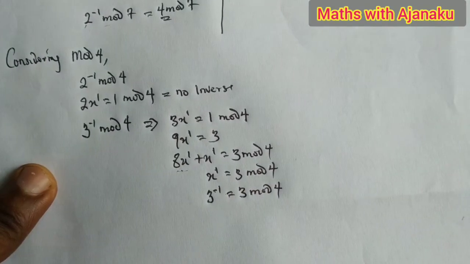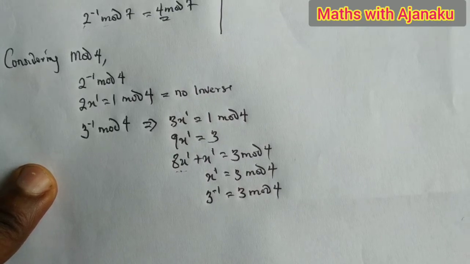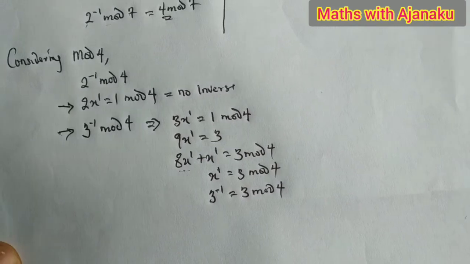Also in this case, 1 is the inverse of itself, but we already realized that 2 is the only element in modulo 4 that has no inverse.